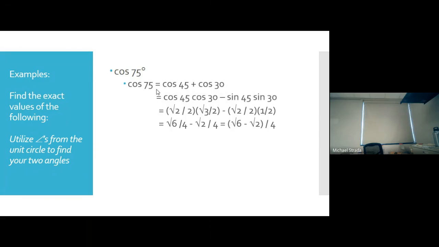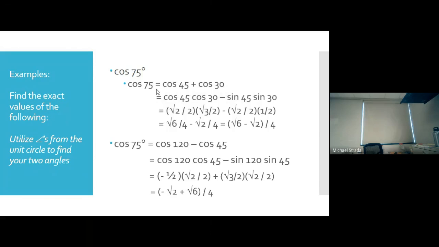Now, this is up to you if you want to jot this down or not. This is the same problem with cosine 120 minus cosine 45. So this answers your question. This one's a minus, so instead of a plus, you would use minus. And you'll notice it comes out to negative root 2 plus root 6 over 4, which is the same thing, just a different way. So does that answer your question?